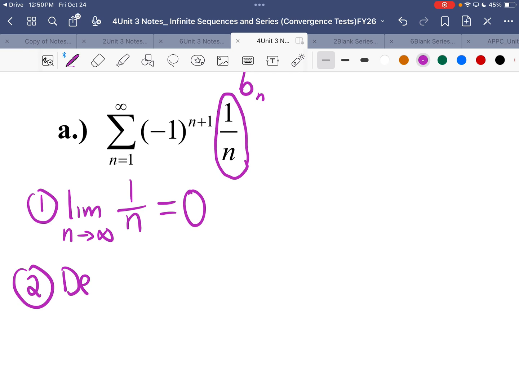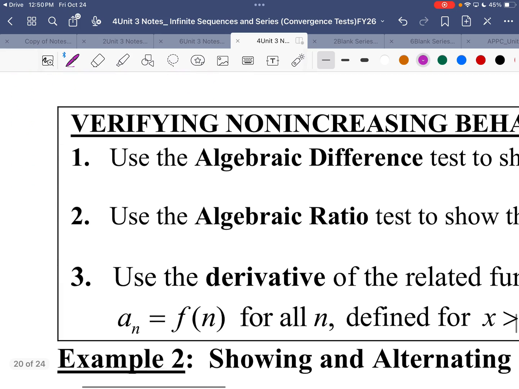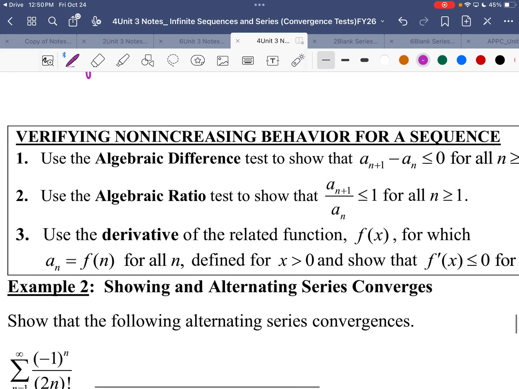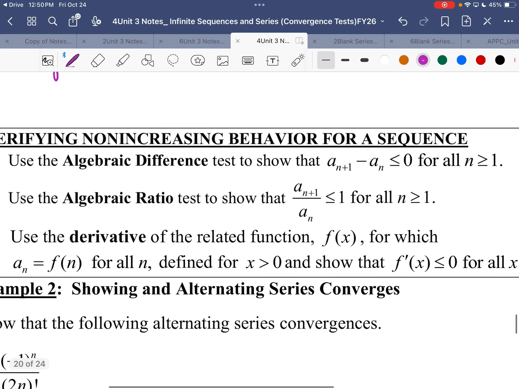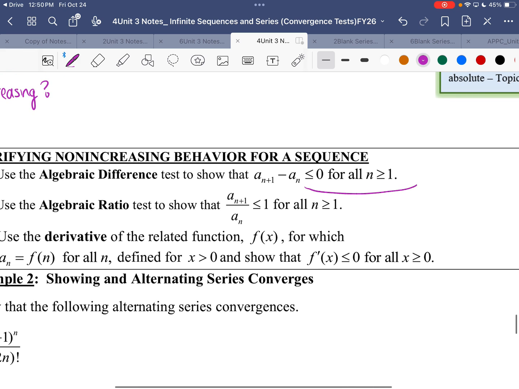Now we're trying to figure out, is it decreasing? Yes. It's not sufficient to say yes. You could, but you don't need to. There are 3 things that you can do. So here are the 3 ways that you're going to show whether or not it's decreasing or non-increasing. My favorite way is to do the algebraic difference, which is really just saying, is the next term less than the term right before it?